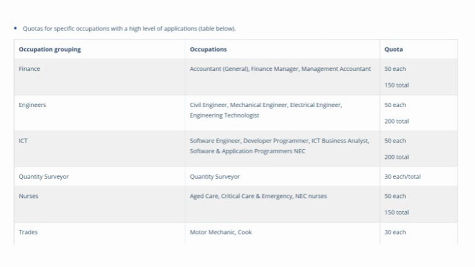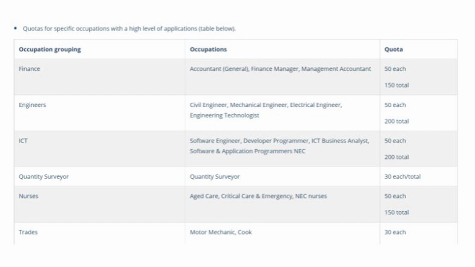So these are for the accountant general, finance manager, and management accountant, and each occupation has been allocated a quota of 50 seats. For engineers, they have got 200 total seats, and they have allocated 50 seats to civil engineer, 50 to mechanical engineer, 50 to electrical engineer, and 50 to engineering technologists. For ICT as well, they have got 200 total seats, and they have allocated seats to software engineers, developer programmer, ICT business analyst, software and application programmers NEC, and each occupation has been allocated 50 seats.